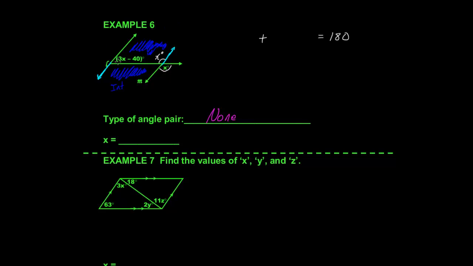So I'm going to take my first one here, 3x minus 40, and then I'll grab my second one, just simply an x. All right, so we can roll through this math fairly quickly. We have our like terms that we can add together. That will give us a 4x minus 40 equals 180.